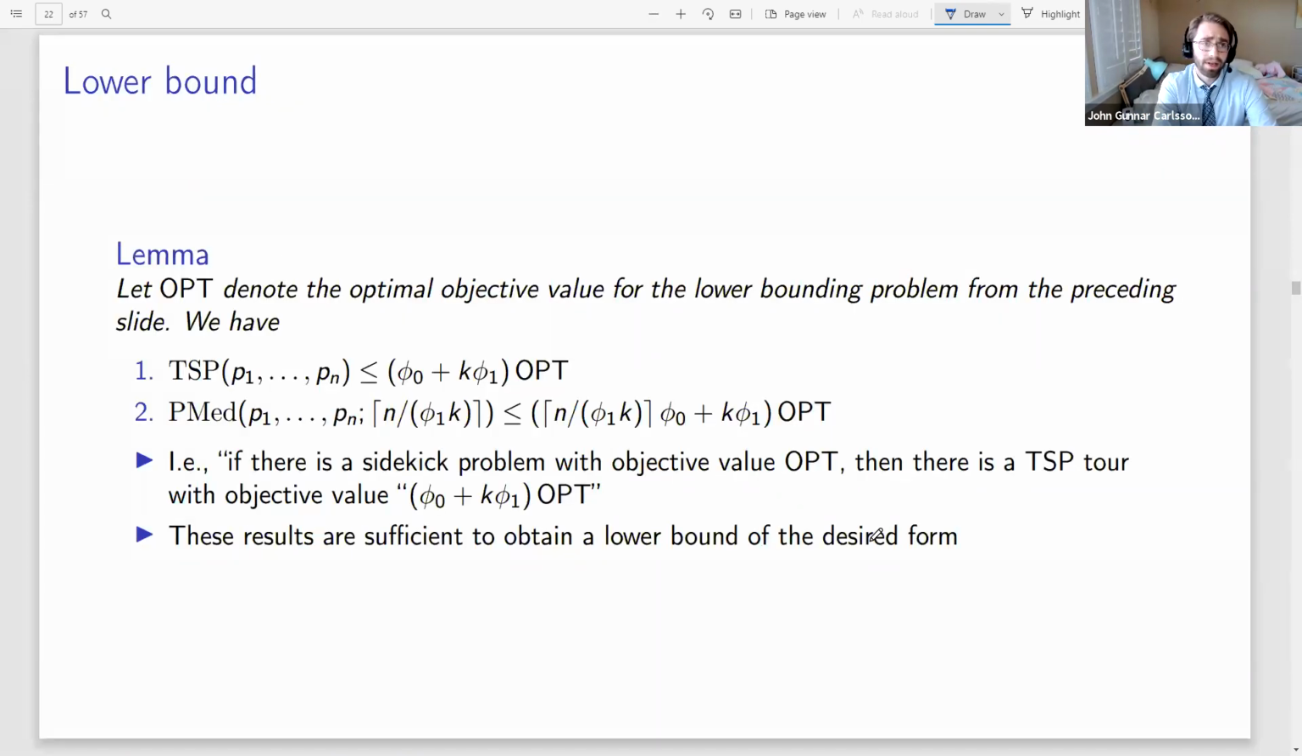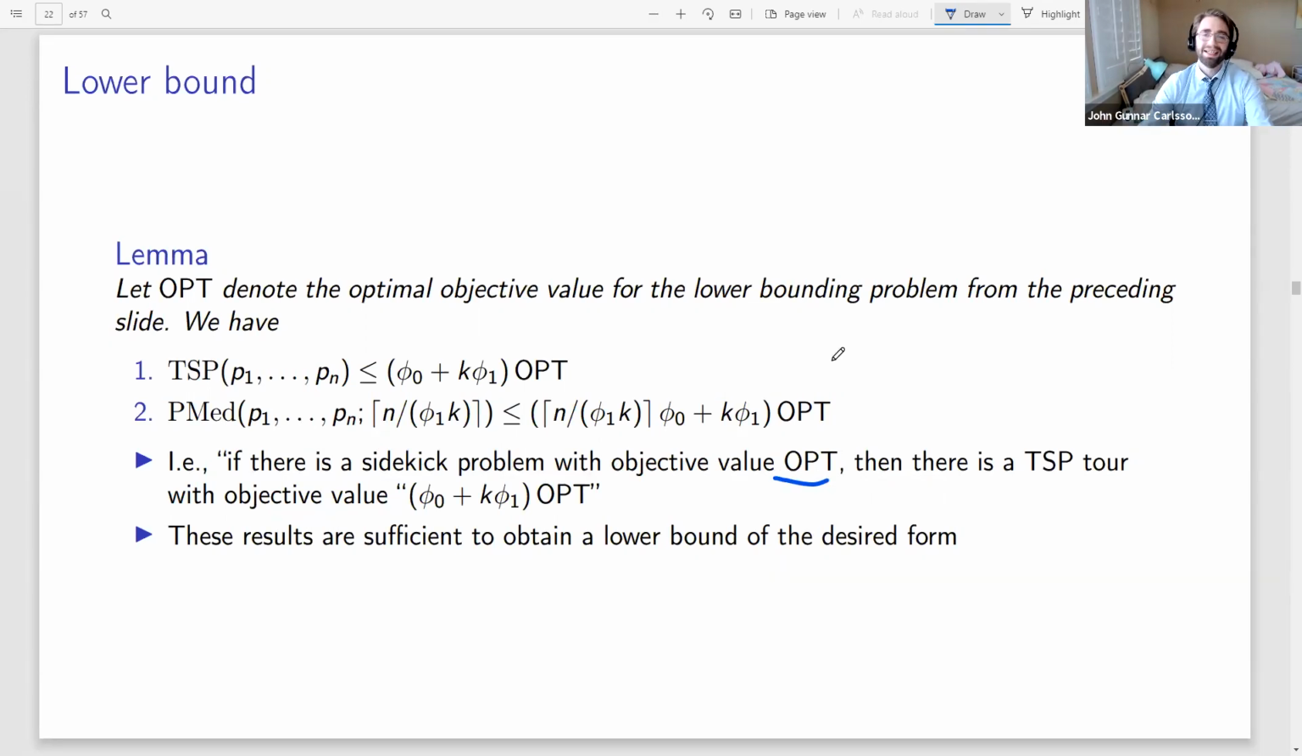The lower bound requires that I invoke some of these earlier theorems, the Beardwood-Halton-Hammersley theorem for the TSP and the p-median solution from Dorit Hochbaum's paper. And that looks like this. It tells me that if I can solve this problem and the objective value is opt, okay, whatever that is.